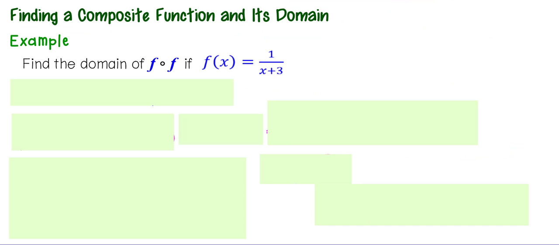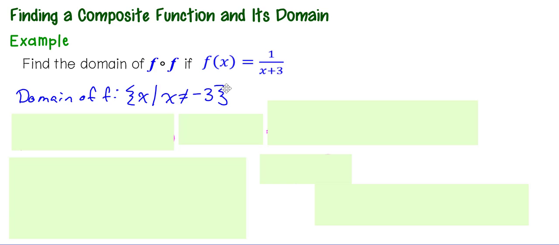Finding a composite function its domain. In this one, you can take a function and do a composite function with itself. So find the domain of f composed of f if f of x is 1 over x plus 3. So the first thing we'll do is we'll know that the domain of f is x, where x cannot equal negative 3 because we cannot have a 0 on the bottom.